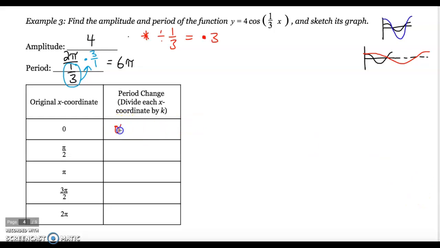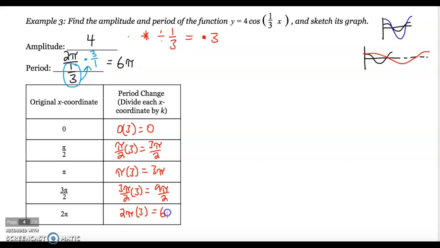So 0 times 3 will still give me 0. Pi over 2 times 3 will give me 3 pi over 2. Pi times 3 will give me 3 pi. 3 pi over 2 times 3 will give me 9 pi over 2. And then 2 pi times 3 will give me 6 pi. And again, you can double check that you did it right if your last piece matches what you got up here.